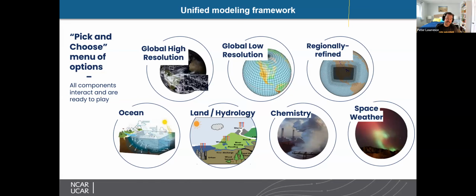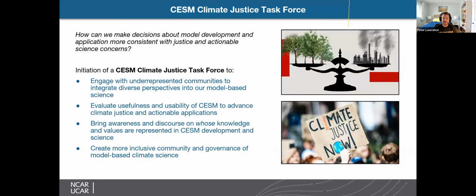One of the nice things is, as I was saying, you can configure the model for the questions you're asking. So if you have questions that are really sort of high level, you can use the standard 1 degree version of the model. That's what we're going to do for CMIP7. That'll be the new configuration, how we run the model. But if you want to do these high resolution, or you're really interested in certain parts of chemistry, or you're really interested in looking at how glaciers work, you can configure the models and answer those sorts of questions.